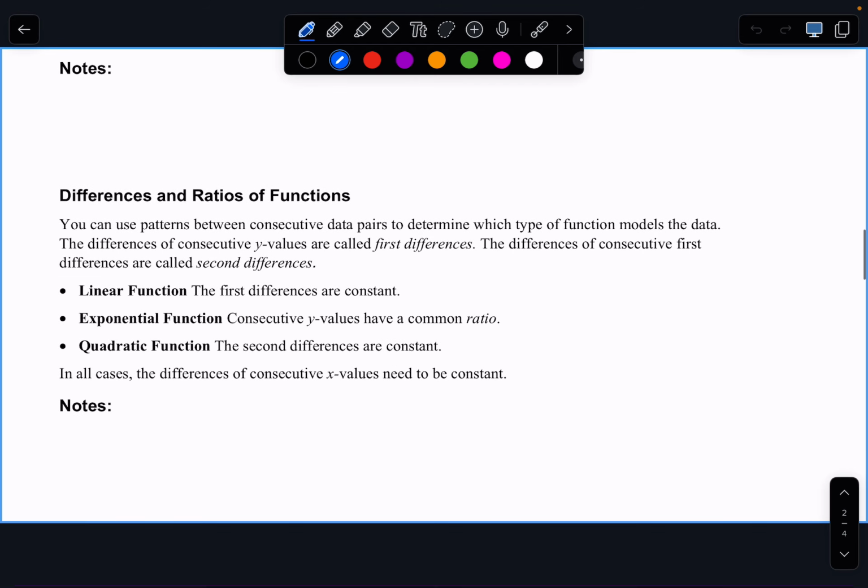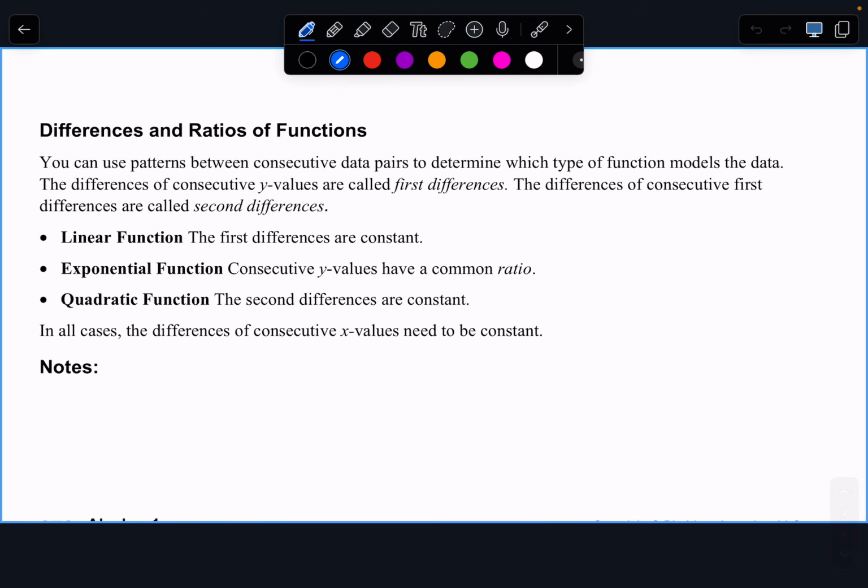So, if we have a linear function, we've seen this numerous times. The differences are constant, okay? So if we have an XY table, I'll give you time to write down this XY table.